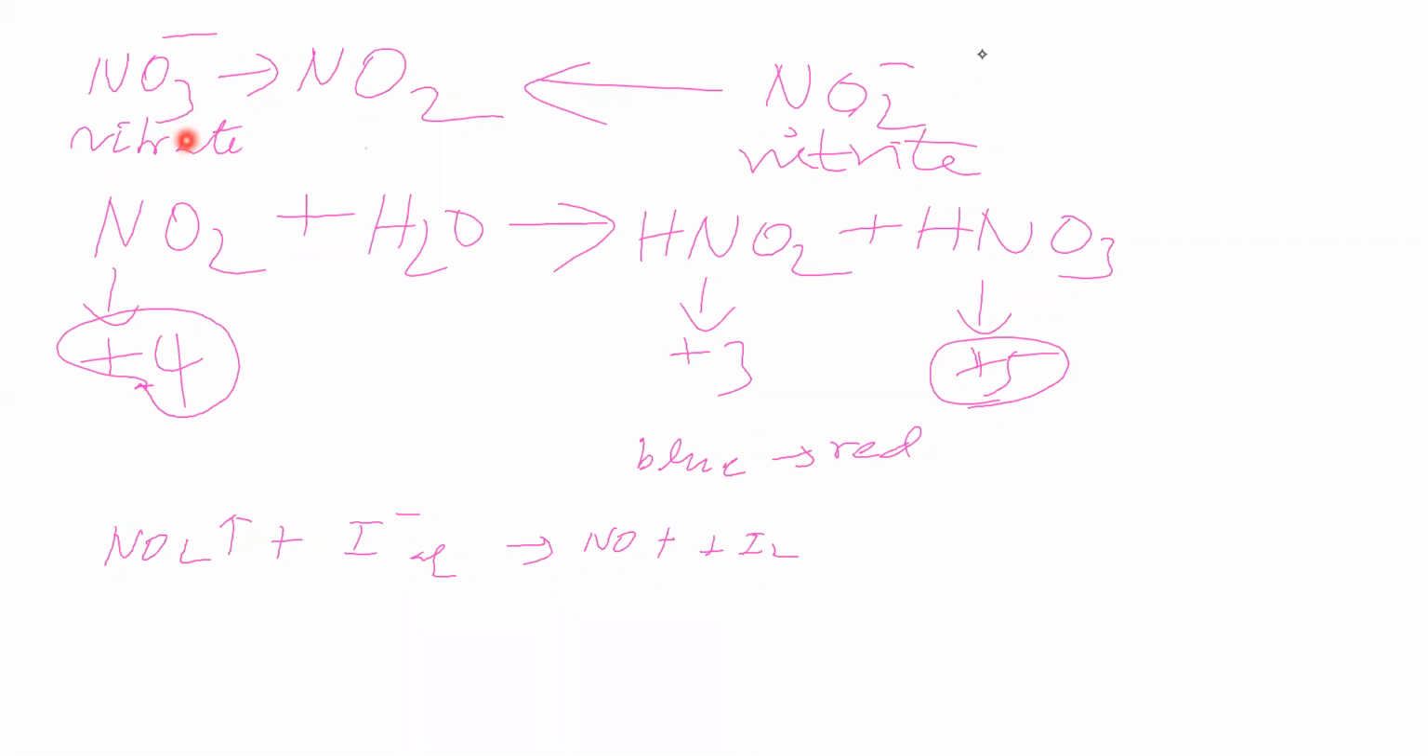So nitrate salt on dry heating gives NO2. Nitrite salt on dry heating gives NO2. NO2 with moisture gives HNO2 and HNO3. Since it is an acid, it turns blue litmus into red litmus. Then NO2 vapors passed into I minus solution: NO2 undergoes reduction, producing NO, and I minus undergoes oxidation, producing I2.